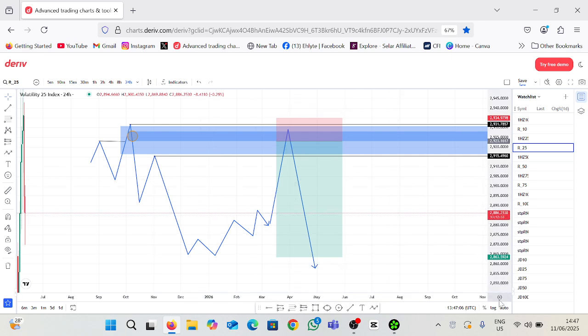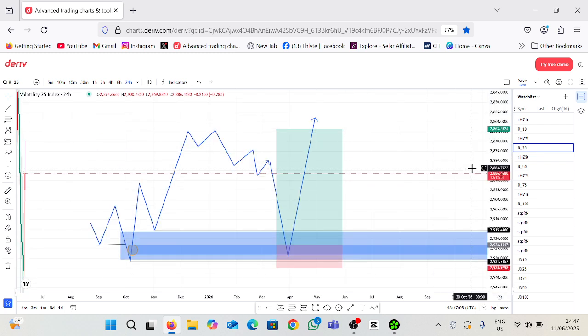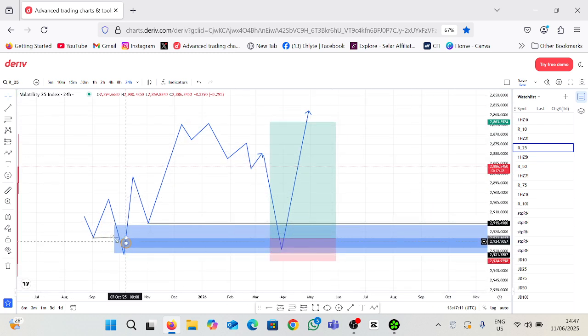The same thing applies when you want to buy. This is your structural liquidity. This is your protected low. This is your transactional liquidity. Your first break, your second break. This is an A plus setup. Your first break, your second break.